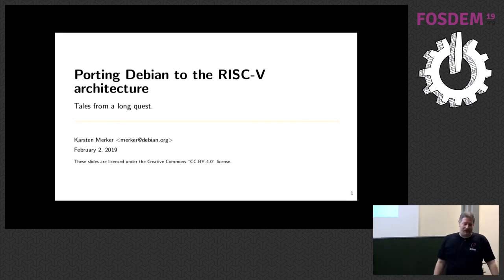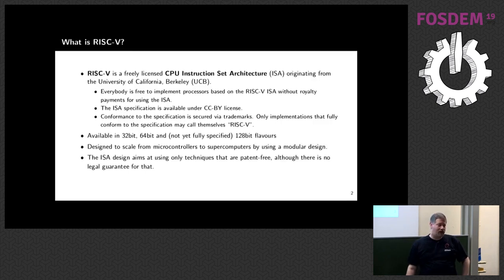So what's RiscV? RiscV is a CPU instruction set architecture that has been designed at the University of Berkeley, originally as a student project, has grown a bit since then, and everybody is free to implement CPUs based on the RiscV ISA. And the specification that defines this ISA is available under free license, under CC BY.